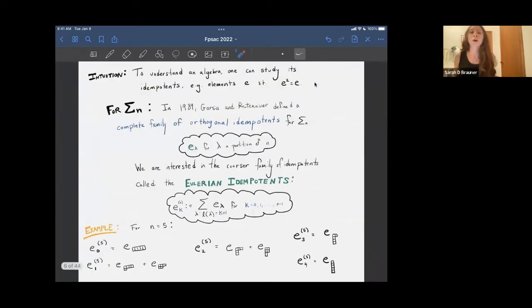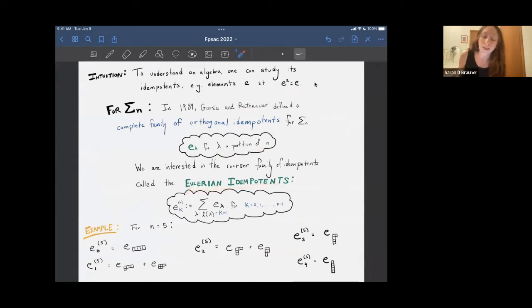Okay, and so intuitively, when I want to understand an algebra, one thing that you can do is study its idempotents, or elements E such that E squared is E. This was done by Garcia and Reutenauer. For the descent algebra, they defined a complete family of orthogonal idempotents, which I'm going to write as E lambda, so they're indexed by partitions lambda. I'm not going to define them because it's a little bit technical, but the idempotents that I'm interested in are going to be a coarsening of these idempotents. They're called the Eulerian idempotents.